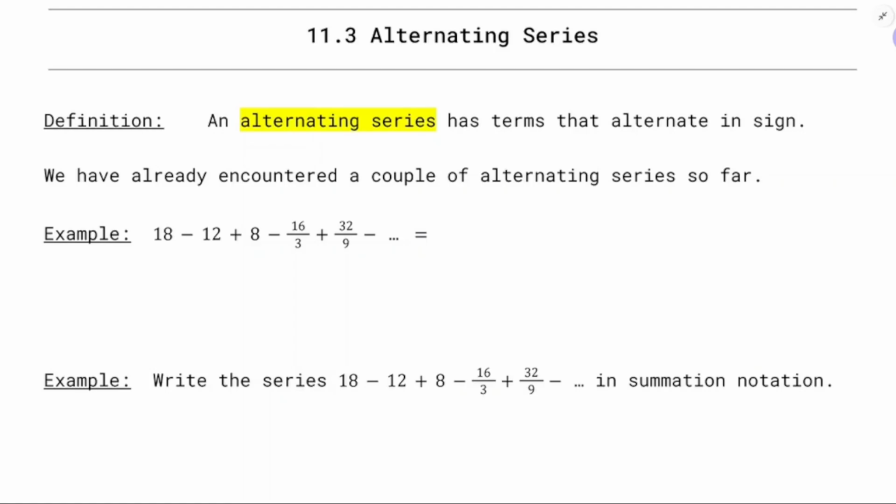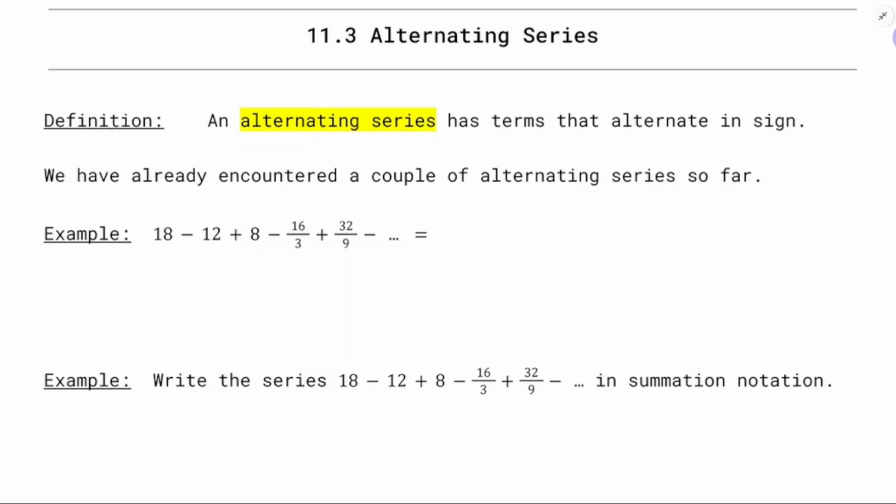In this video, we're going to be looking at alternating series. And so as you can see from the definition, an alternating series is the type of series that has terms that alternate in sign, like plus, minus, plus, minus, plus, minus, plus, minus. And we've already seen a couple of these so far. I think specifically it's going to be in a geometric setting with a negative ratio.